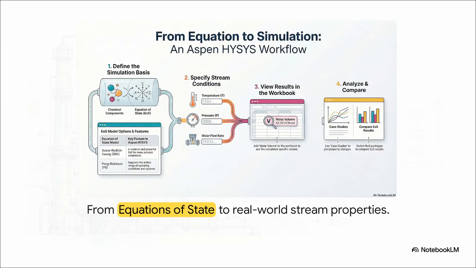Now, right behind that color change is a massive analytical powerhouse. HYSYS is basically taking complex equations of state, like the super versatile Peng-Robinson model, for instance, and translating them directly into tangible, real-world stream conditions in your workbook. It's like a giant calculator. You put in the heavy math, and it immediately returns practical properties, like calculated molar volumes.